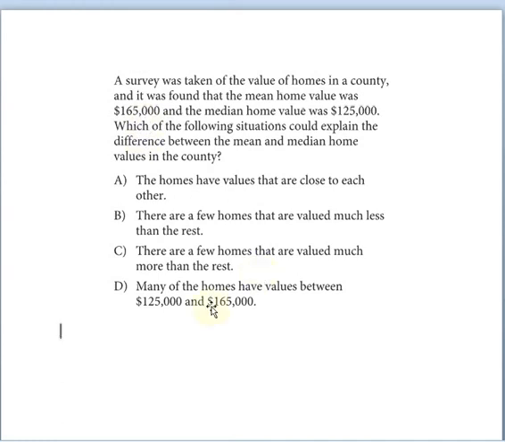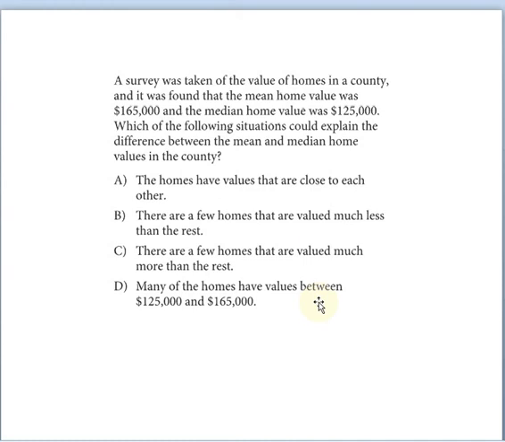And this pertains to answer choice C, because it says there are few homes that are valued much more than the rest. Okay, so let's test the other choices and see why they don't work. So it says the homes have values that are close to each other. Now, if the homes had values that were close to each other, that would mean that the mean and median would be pushed so close together as a result, right? Because all the homes are costing the same.